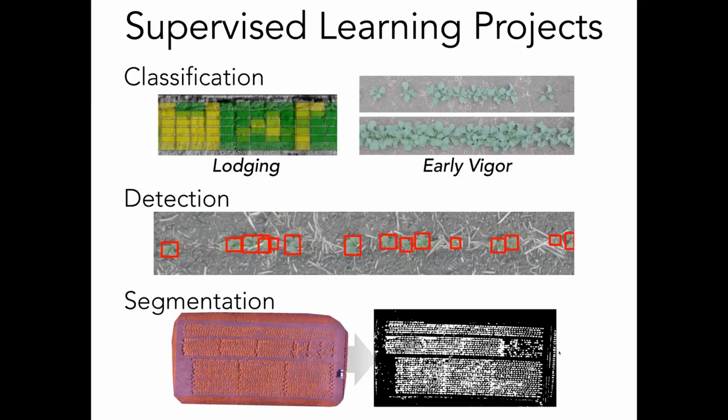We have a number of other ongoing supervised learning approaches, so classification tasks like classifying lodging or early vigor, or other plant breeder notes that are taken in the field. More detailed networks for doing detection of specific plants. The detection networks generally find bounding boxes around objects. And this can be helpful for counting plants, but also differentiating between plants and weeds, or other tasks where you want more detailed localization information. And then other approaches for segmentation as well.